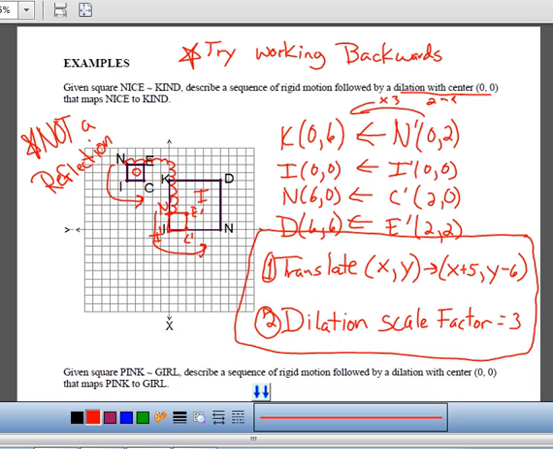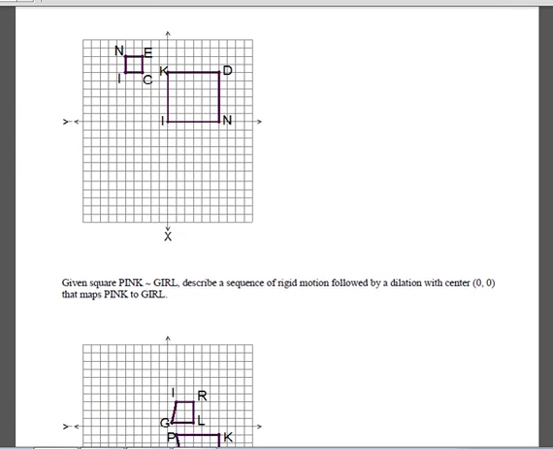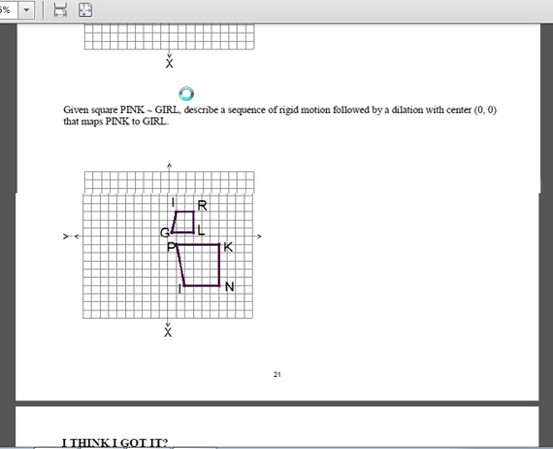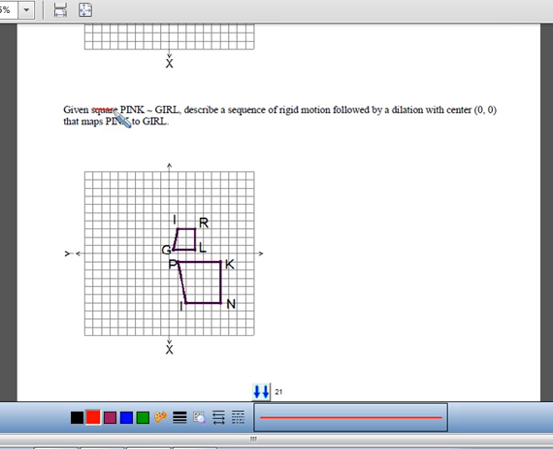There's one more on this page. If you are brave enough, you can try it. It's at the bottom. The video is starting to get a little long, so we're going to stop in just a second. Obviously there's a typo here. This is not a square. It's a quadrilateral. It looks like a trapezoid, maybe. Given PINK is similar to GIRL, we're going to describe a sequence of rigid motions followed by a dilation. So the dilation is second. You first have to figure out the first step, and then the second thing is going to be the dilation.